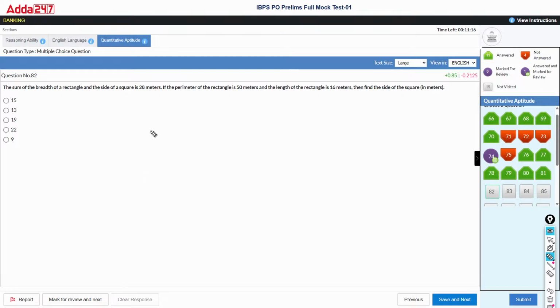The sum of the breadth of a rectangle and the side of a square is 20. The perimeter of the rectangle is 50 meters and the length of the rectangle is 16. So 16, 16, 32, 32, 18. So 9. So this one is going to be 19. Find the square.